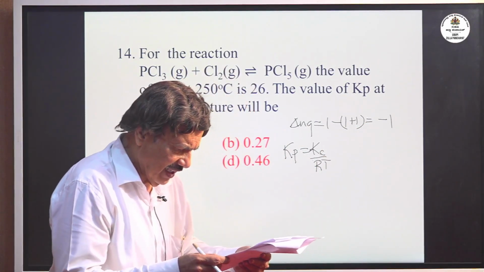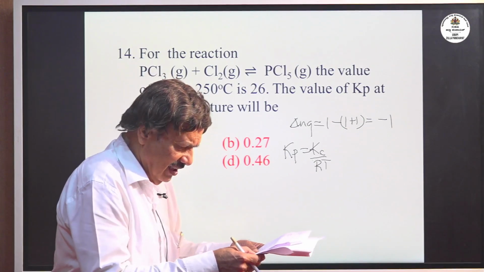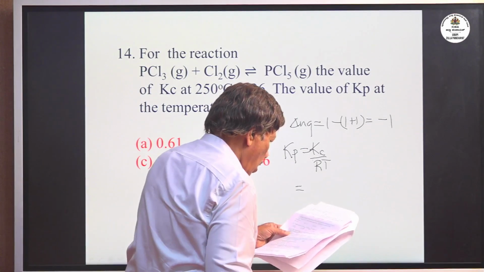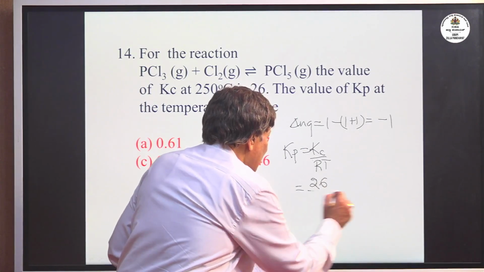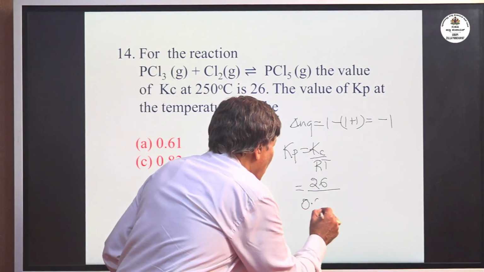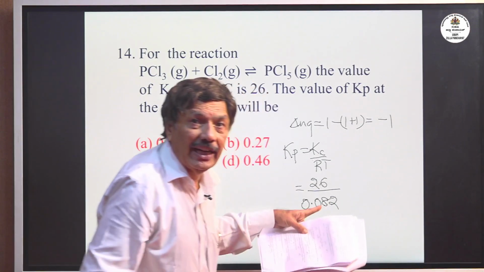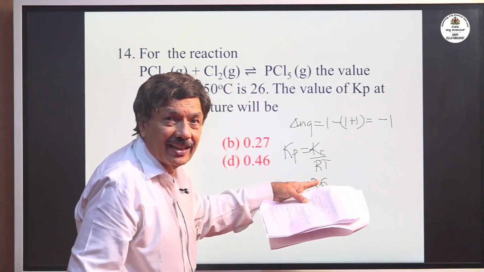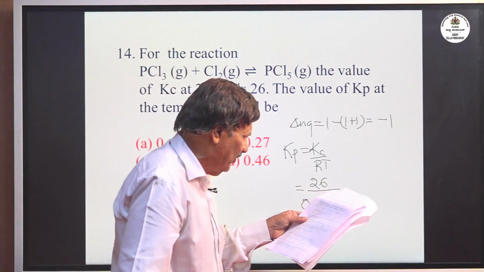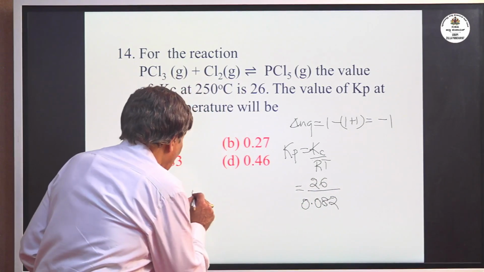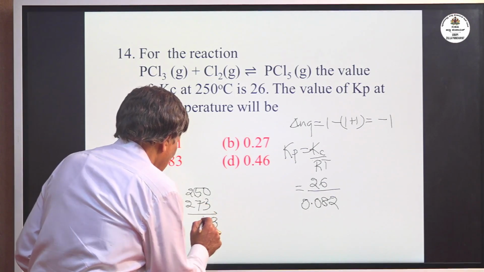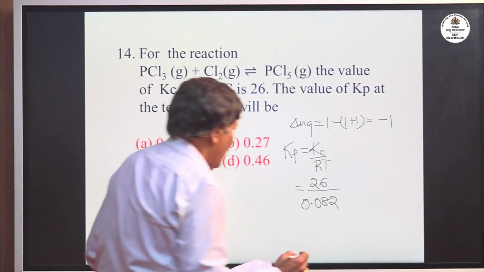They have given the Kc value, and Kp you have been asked to find out. Kc value is 26. R you have to take as 0.082, because it is liter atmosphere. So here mole per liter, when liter comes, this unit itself you have to take. Temperature is how much? 250 degrees Celsius. It should be in Kelvin only. 250 plus 273 gives 523.